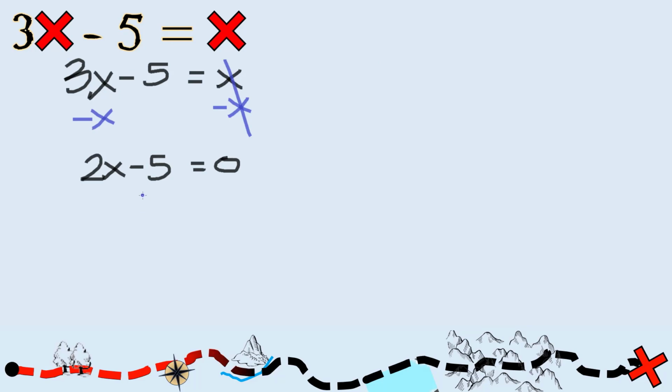Take note that the operation before it becomes its sign. We are going to add here 5, such that minus 5 or negative 5 plus 5 becomes 0. Do the same thing on the other side. Hence, we'll have here 2x is equal to 0 plus 5, which is 5.